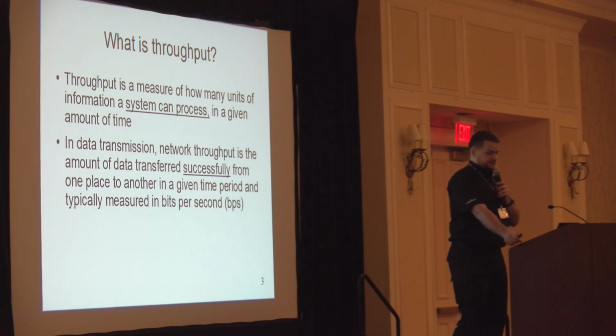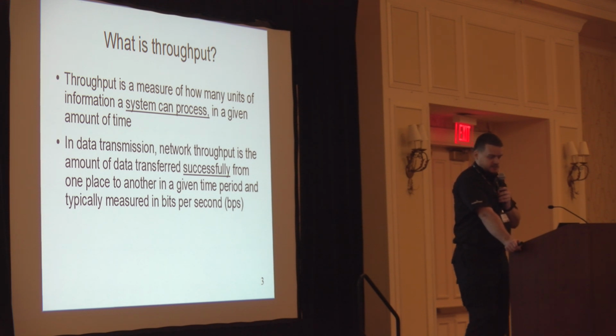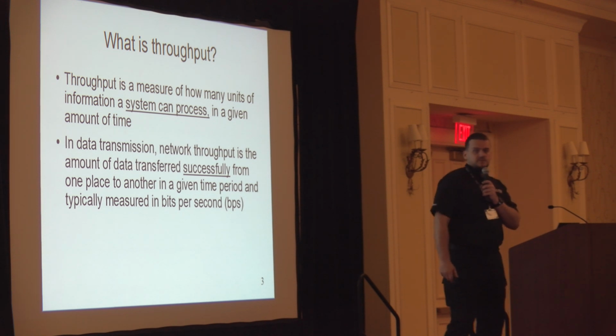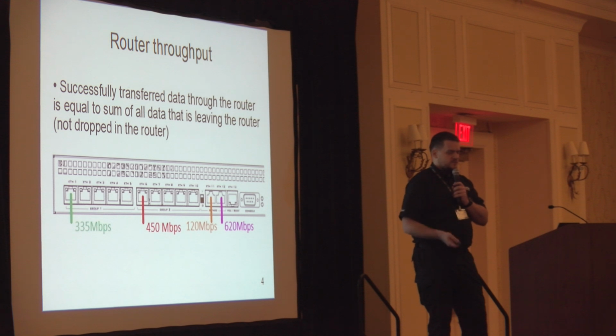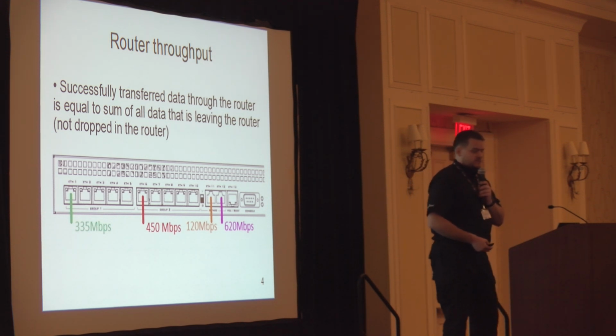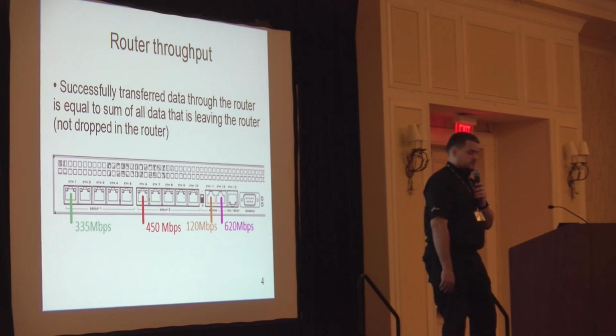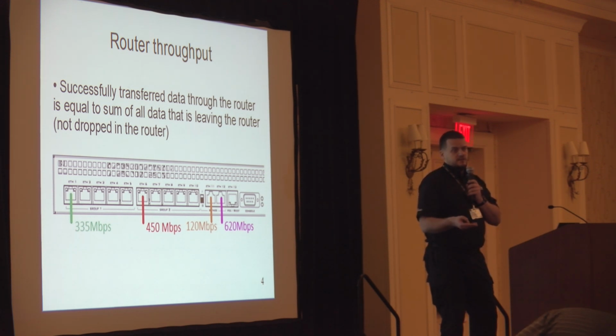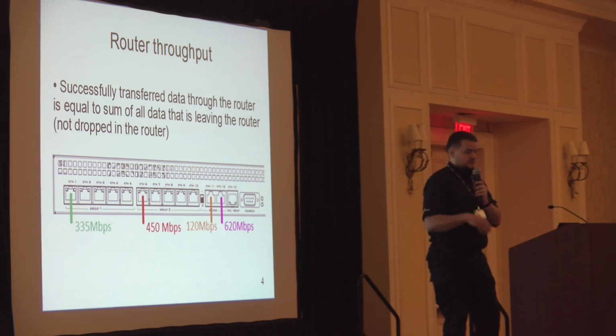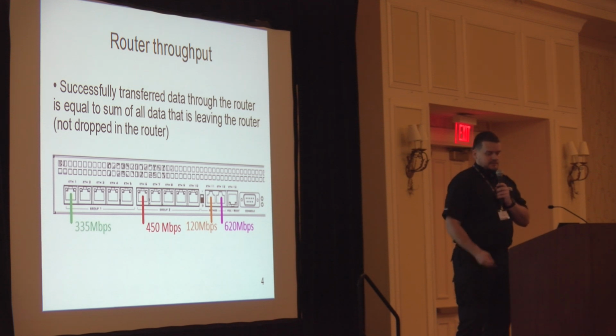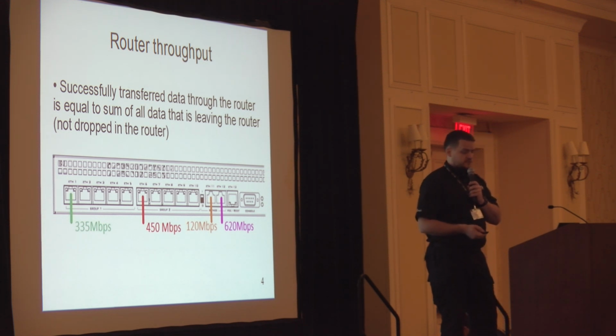So what is throughput? Throughput is a measure of how many units of information a system can process. The main words here are in a given amount of time. If we're talking about data transmission or network throughput, it is the amount of data successfully transferred from one place to another, and usually we measure it in bits per second. Successfully. So in other words, if we take a look at router throughput, we just need to sum up all the outputs together, because all the data that was successfully sent out of the router successfully went through the router, so that is the throughput. The sum of all those outputs that you can see.